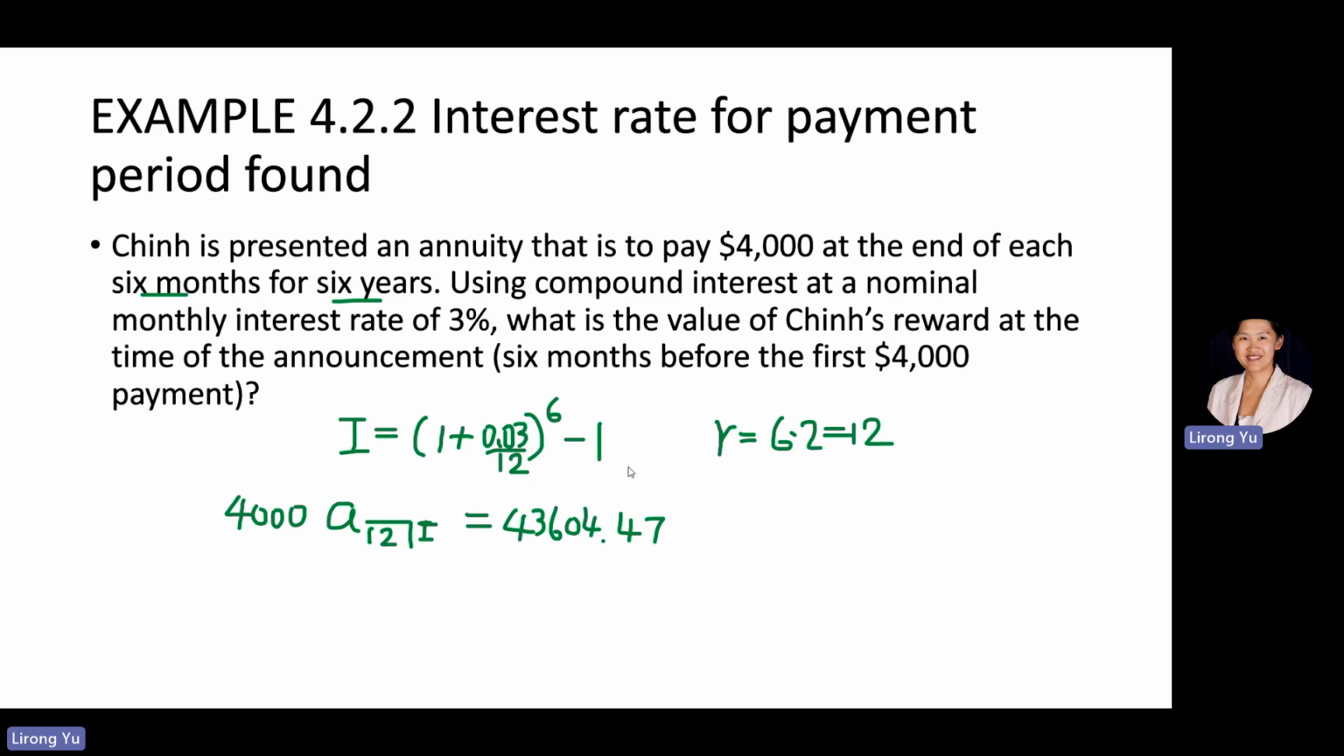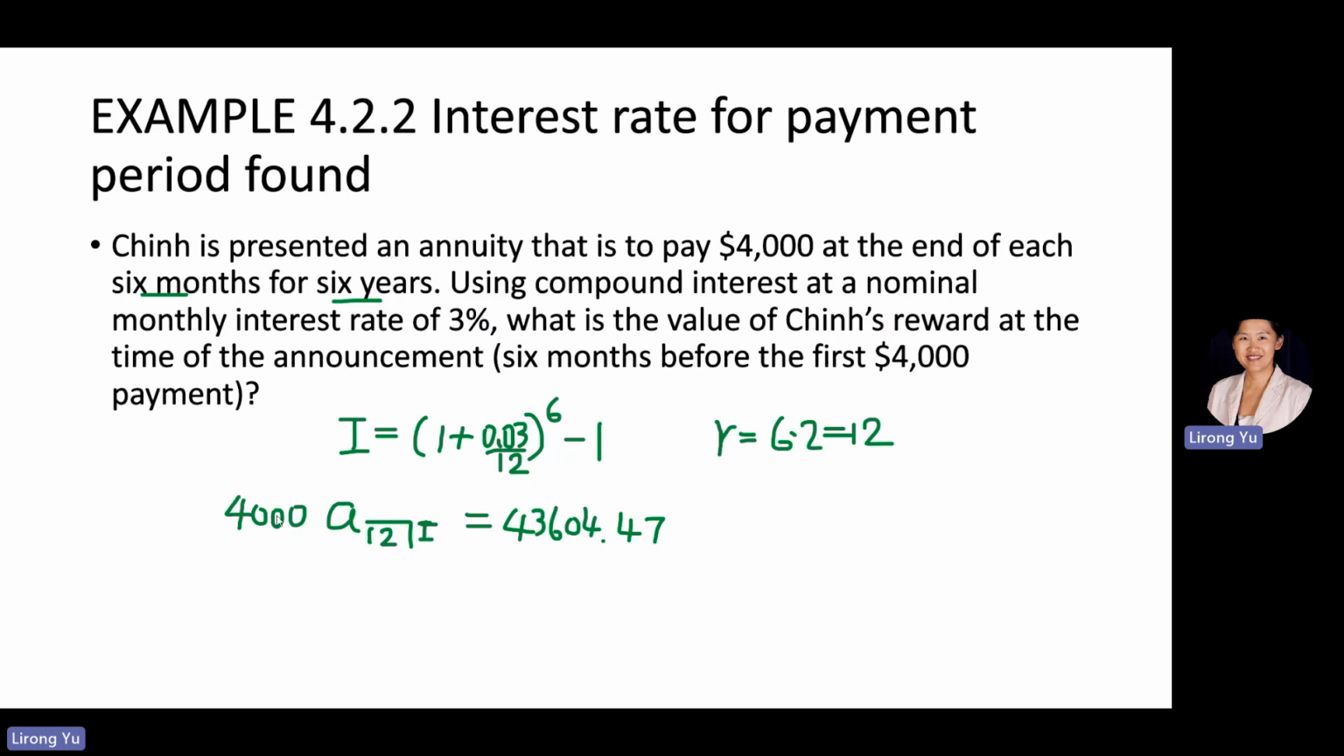Then the number of payments for 6 years, if we make payments every 6 months, so that will be half year a payment, and in 1 year there's 2 payments, 2 times 6. In 6 years there should be 12 payments overall. So number of payments is 12, interest rate is I. That allows us to calculate the total value at time 0.